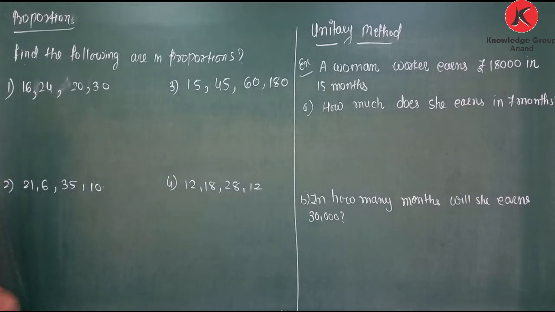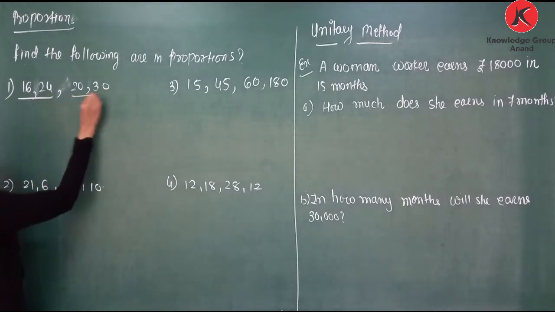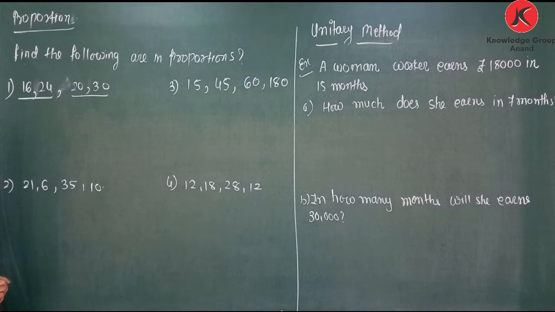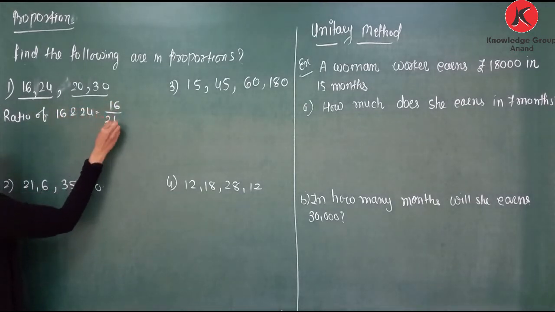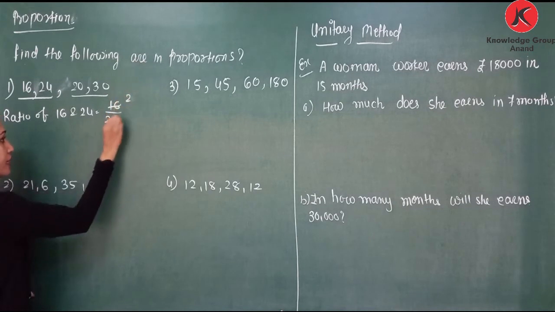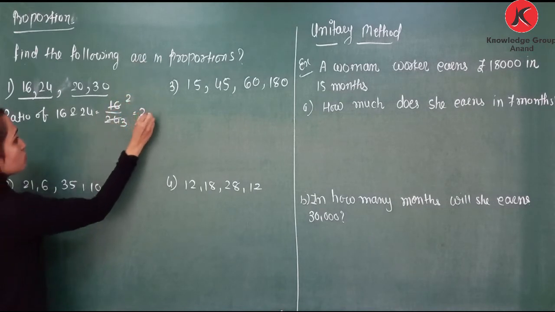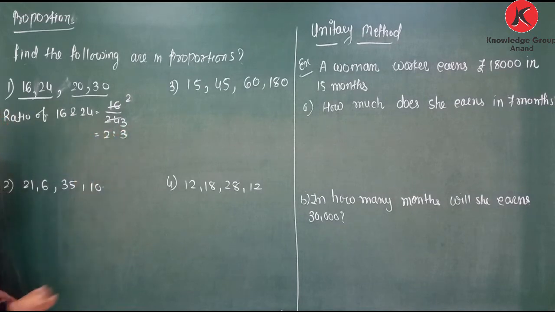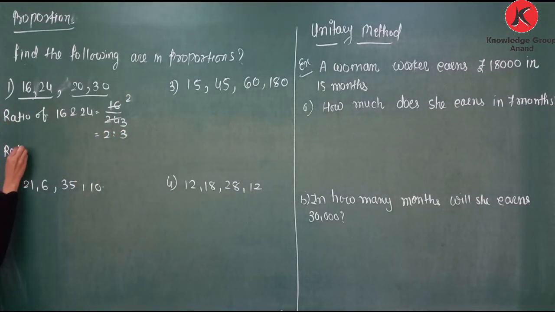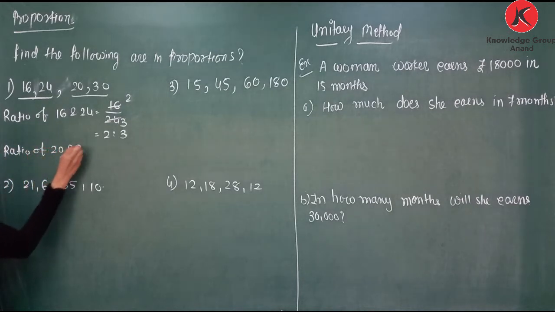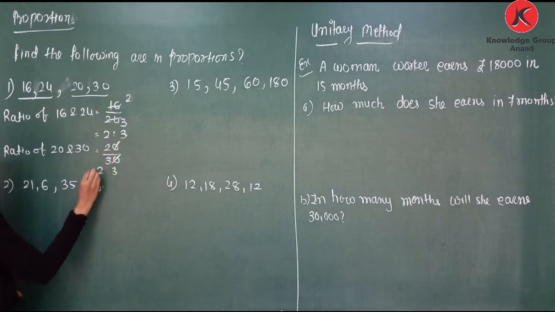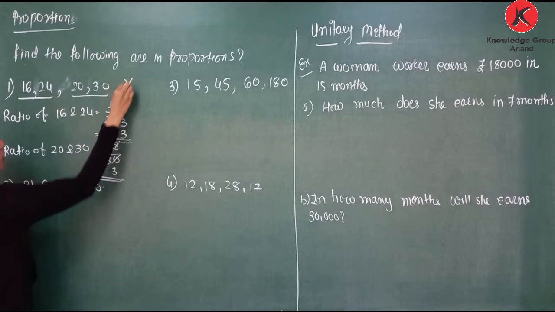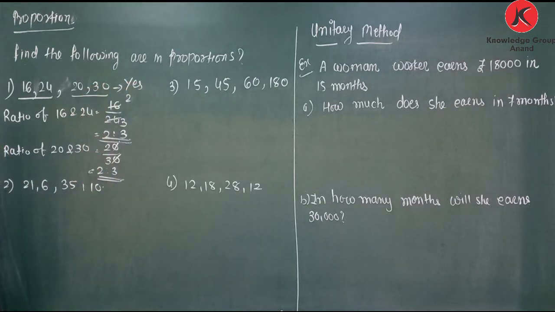So first we take the ratio of 16 to 24 and 20 to 30 to check whether the numbers are in a proportion or not. So we can write the ratio of 16 and 24. 8 2s are 16, 8 3s are 24. So 2 by 3, so this is 2 is to 3. That is the ratio of the first two. Next, the ratio of 20 and 30. 20 divided by 30 is 2 is to 3. So you can say the numbers are in a proportion. So here yes, it is in a proportion.